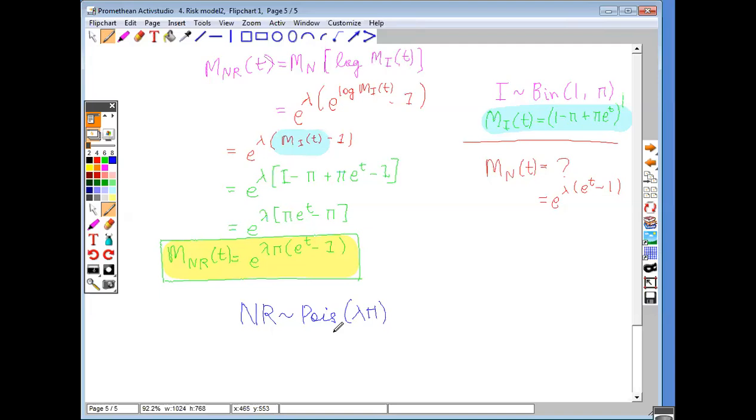And it will take the value of 0 otherwise. So what we just derived through the MGF is the distribution that my NR follows. So the distribution of my NR is Poisson with the parameter lambda pi, right?